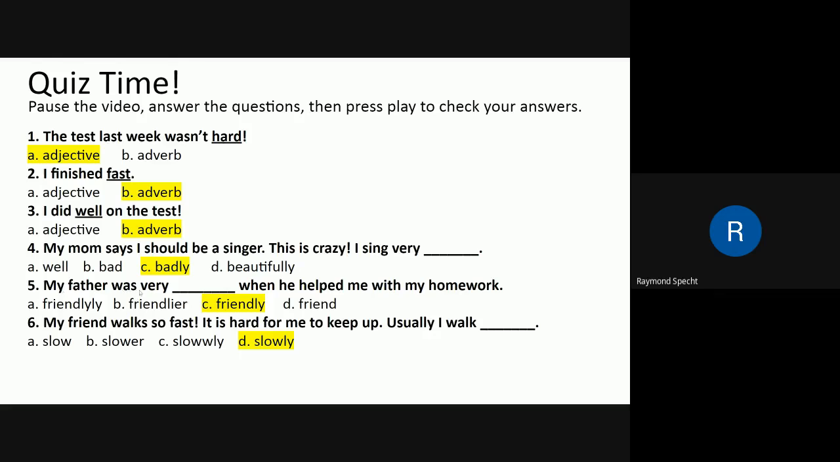My father was very blank when he helped me with my homework. Friendly. My friend walks so fast, it's hard for me to keep up. Usually I walk blank, slowly.